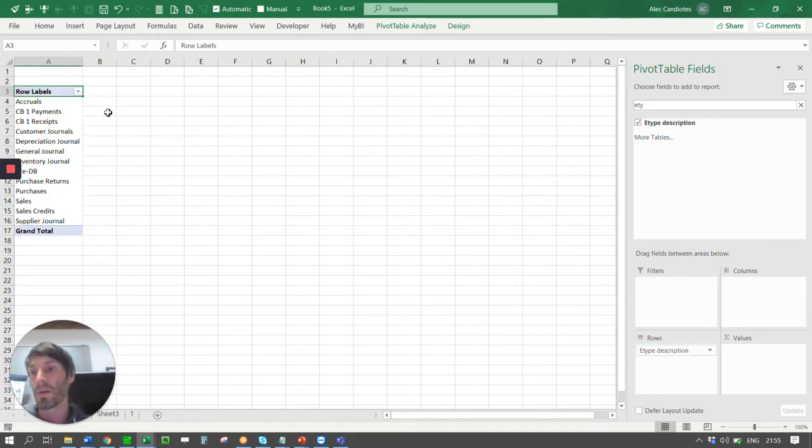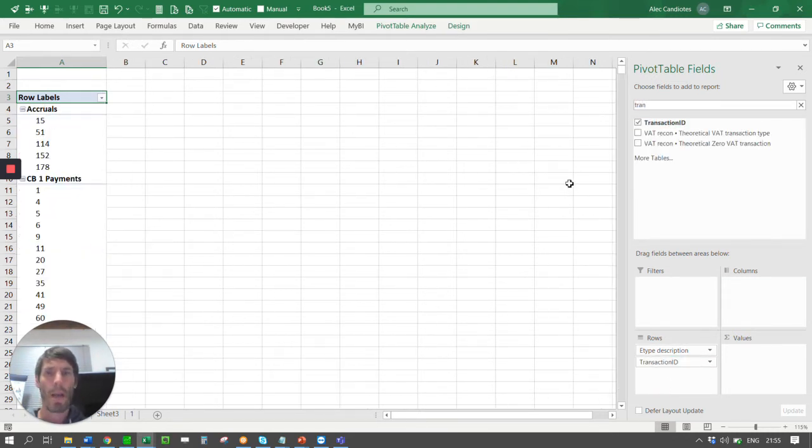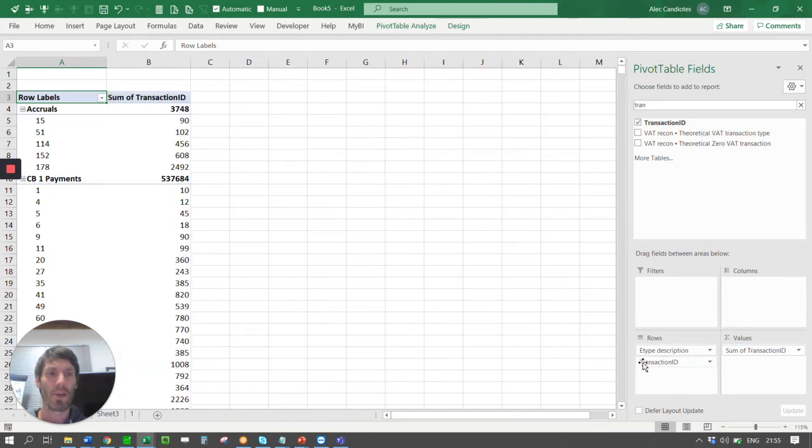These are typical E-types within a Pastel database: accruals, cash book 1 payments, cash book 1 receipts, journals, etc. So what I want to do is go and say, give me my transaction ID. I want to see a multiple transaction ID. So I'm going to do transaction ID in value and in the numbers.